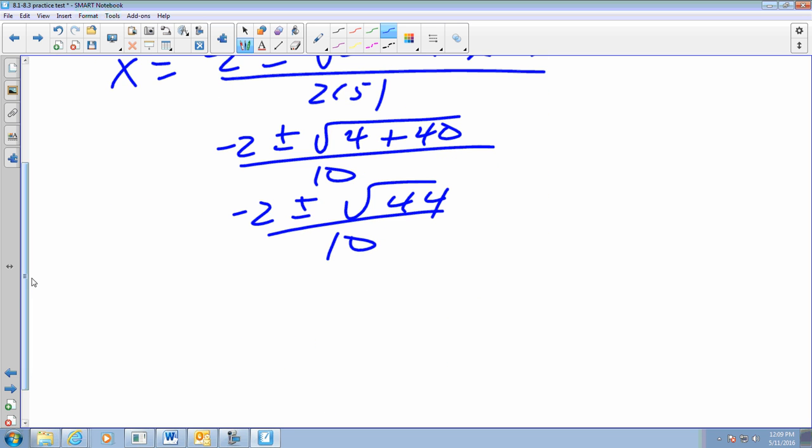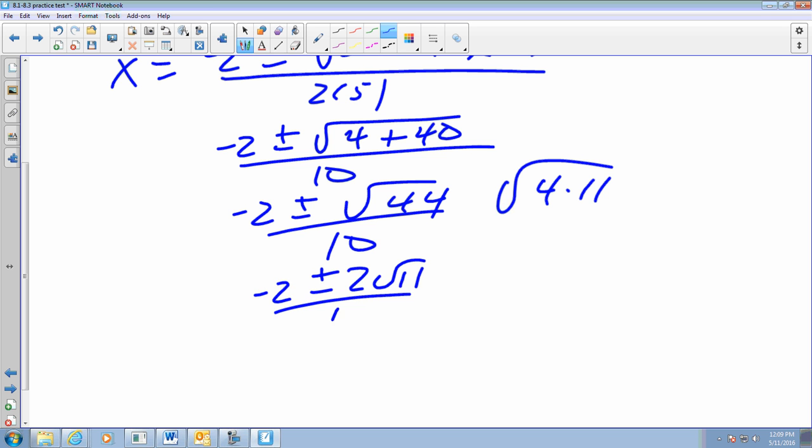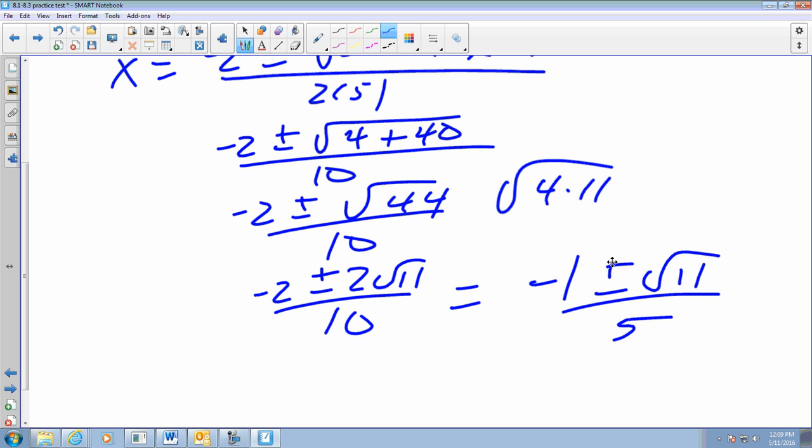And if I simplify, that's 4 times 11. The 4 comes out as a 2, so I go negative 2 plus or minus 2 root of 11 all over 10. All my numbers here are divisible by 2, so let's finish by going negative 1 plus or minus root 11 all over 5. Just dividing each of those by 2.